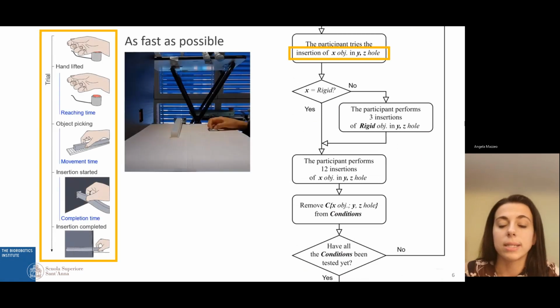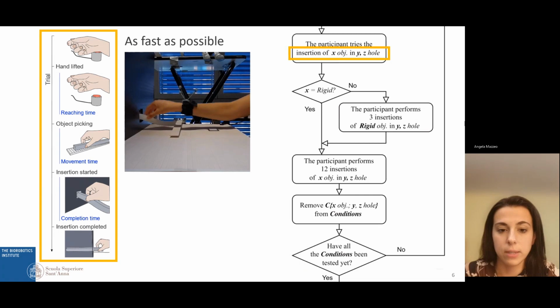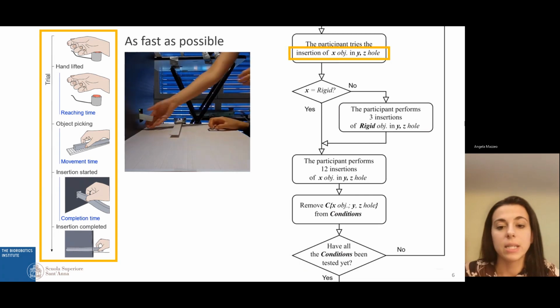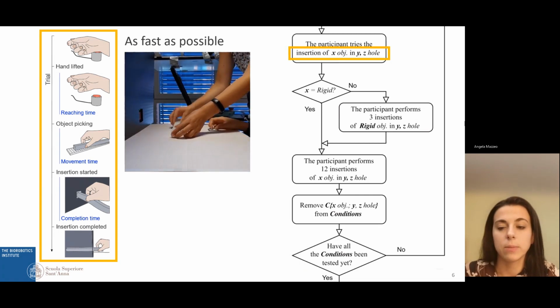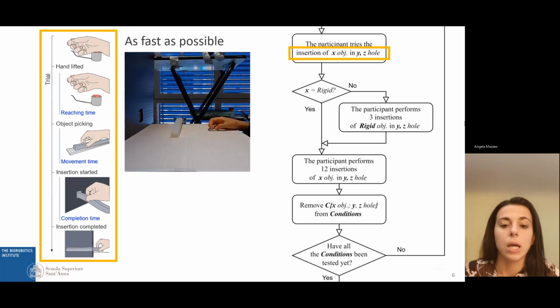Each insertion requires the participant to be as fast as possible in lifting his fingers from the table, grasping the object with a 3-digital grasp, and completely inserting it in the proposed hole. The participant tries the insertion in that specific condition until he gets experienced with it.